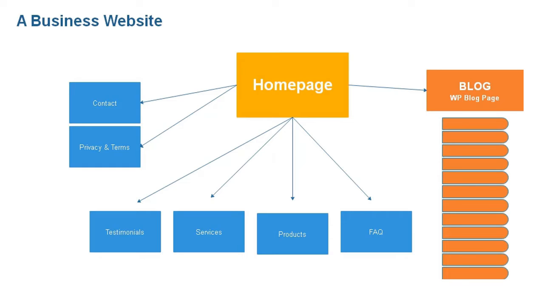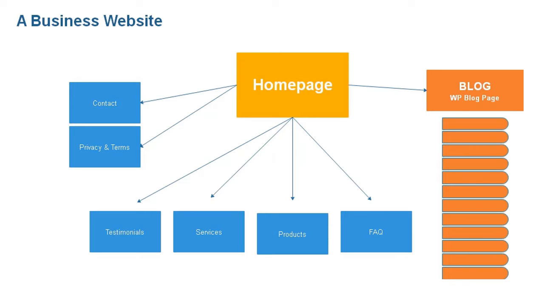In this diagram, we've got the home page connected to the typical pages like contact and privacy and terms, but we've also got the home page linking to the main pages of the business site. So we might have testimonials, a page on services, another page on products, and another page on frequently asked questions. And then also the business wants to have a blog so it can keep its customers updated with short posts. Those will be done with WordPress posts. Everything else that you see in this diagram will be pages.